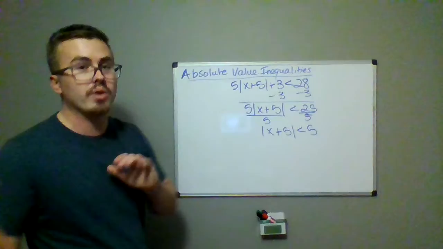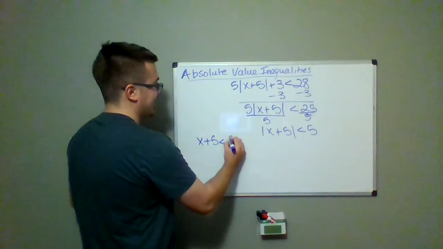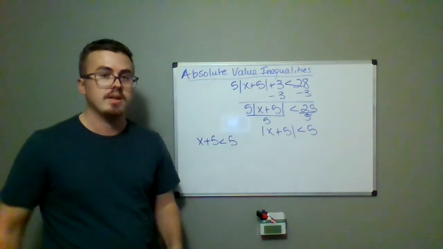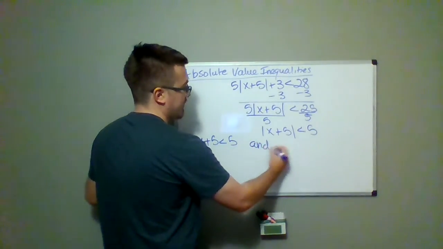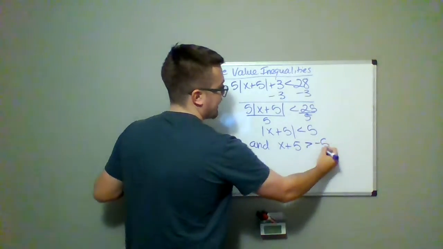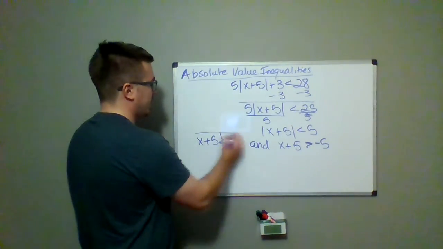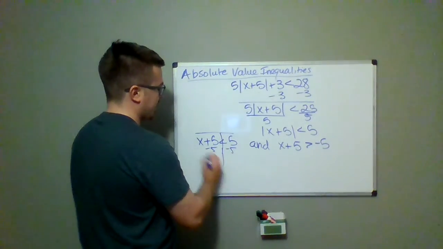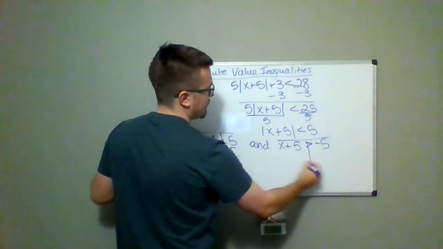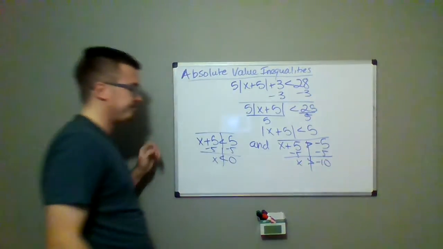So just like we did before, we're going to break it up into two different problems. We've got x plus 5 is less than 5, just the original thing without the absolute value. But then we also say and x plus 5, and flip both of these, is greater than negative 5. Now I'm just going to solve each of them. Make my t-chart, subtract 5, x is less than 0. Over here, do the same thing, subtract 5, x is greater than negative 10.